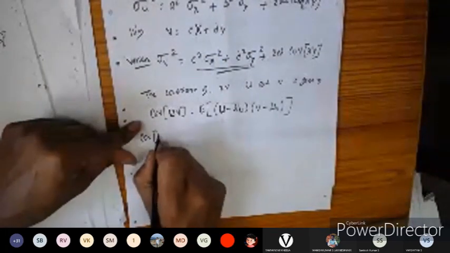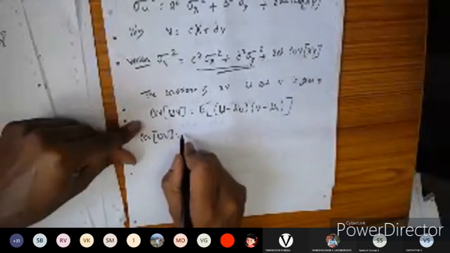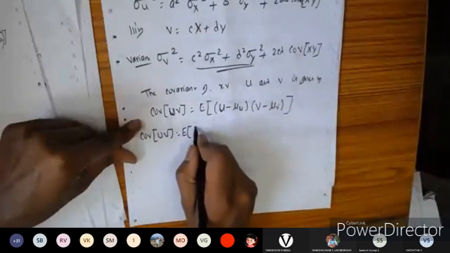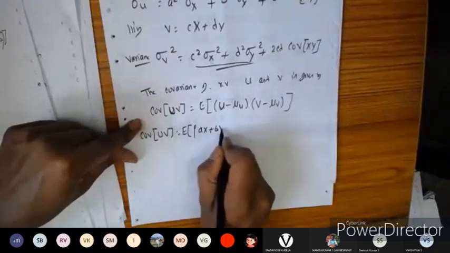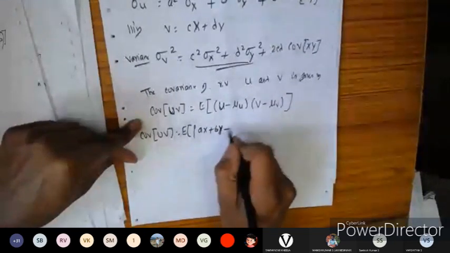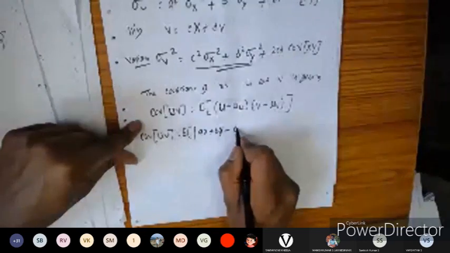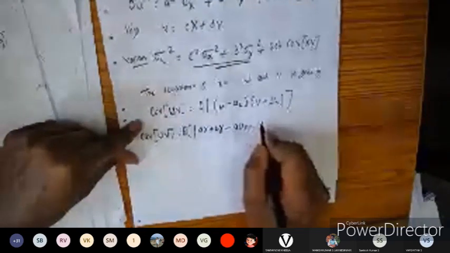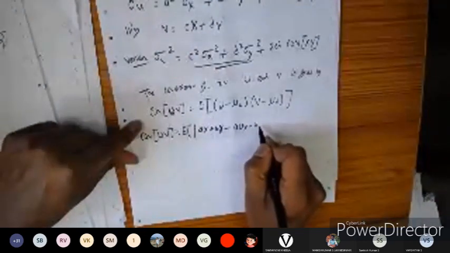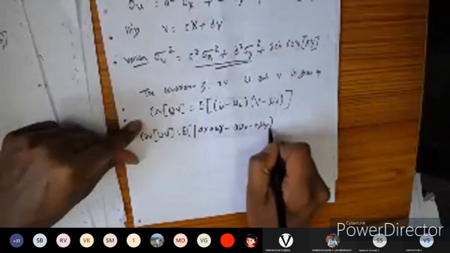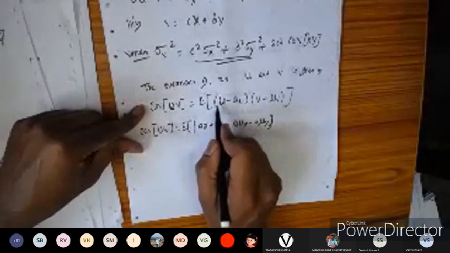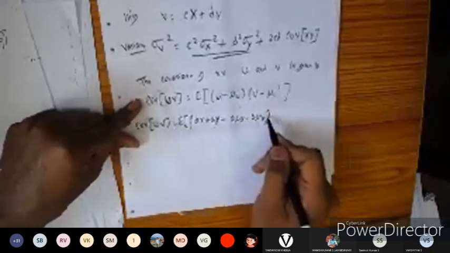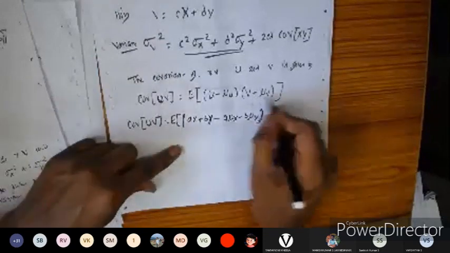So covariance of u, v is equal to the expectation of u, where u is aX plus bY, minus the mean of that, which is a into μx, and I'm going to multiply by minus here, so minus b into μy. That is how I'm substituting for the terms u and μu. Similarly, let us substitute for the terms v and μv here.